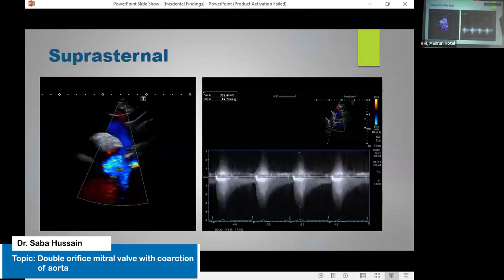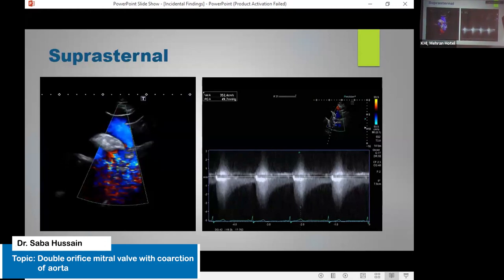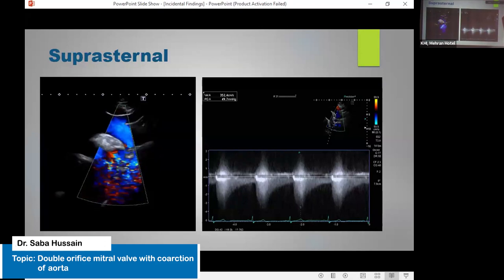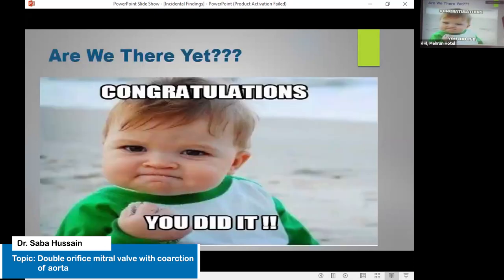And this is the suprasternal view, and we got narrowing here with the gradient across the descending thoracic aorta. The peak gradient was about 49. That was significant. So we concluded the case as coarctation of aorta till now. But then again, when we looked into the views again, we thought we were clear with the case, but it was not the scenario in actual.